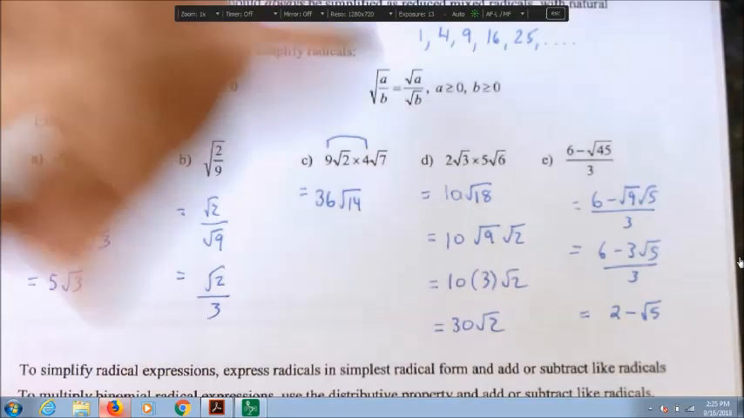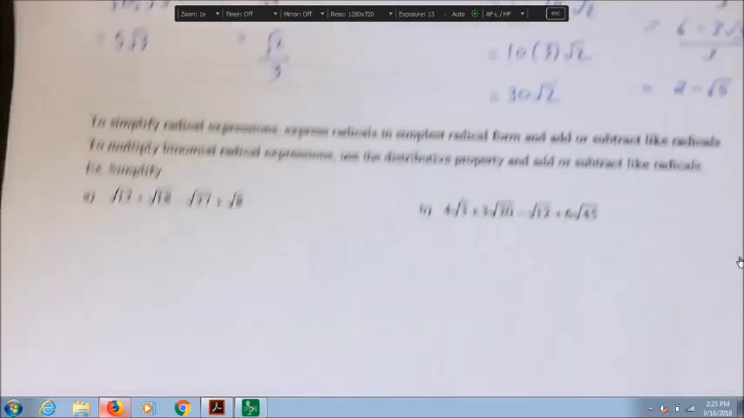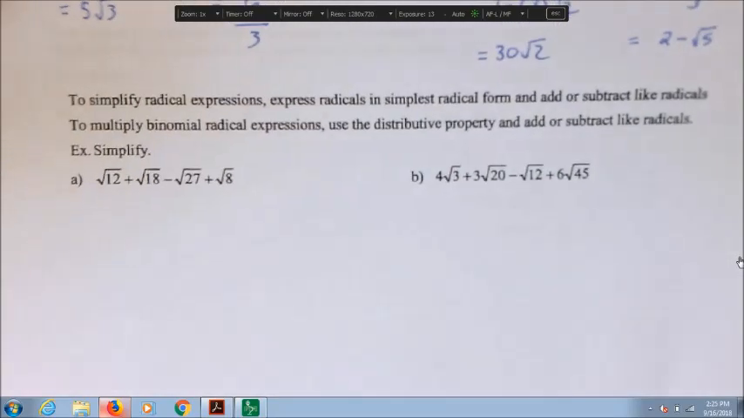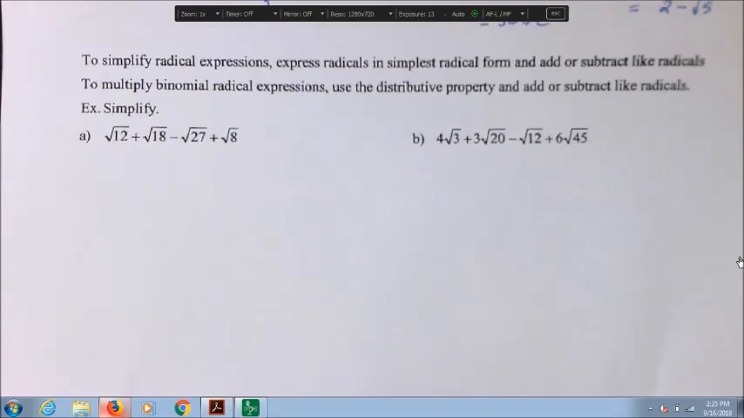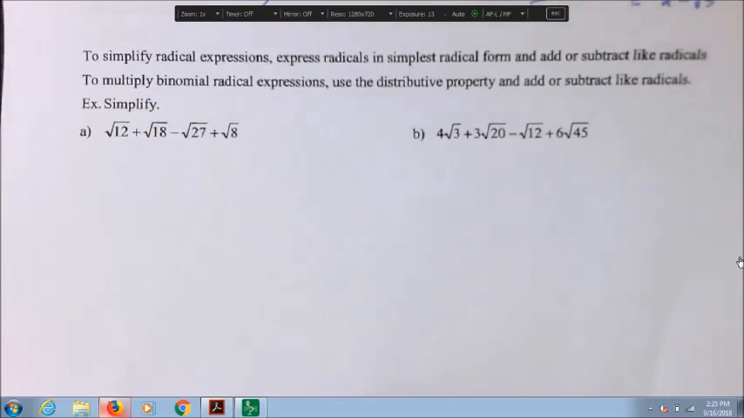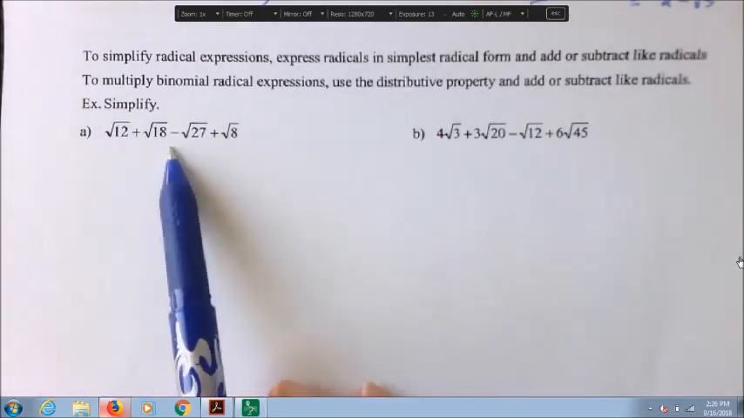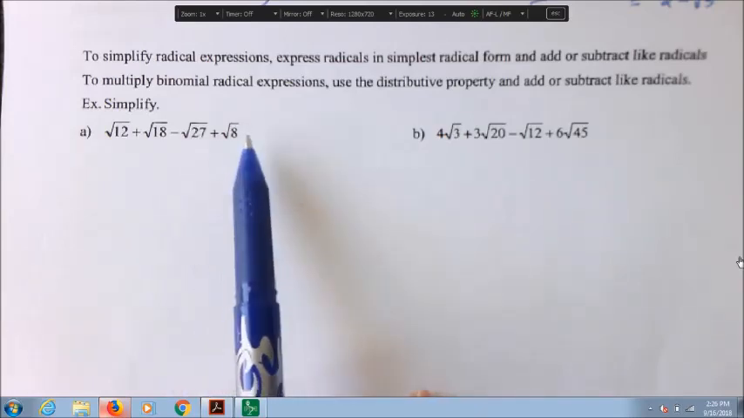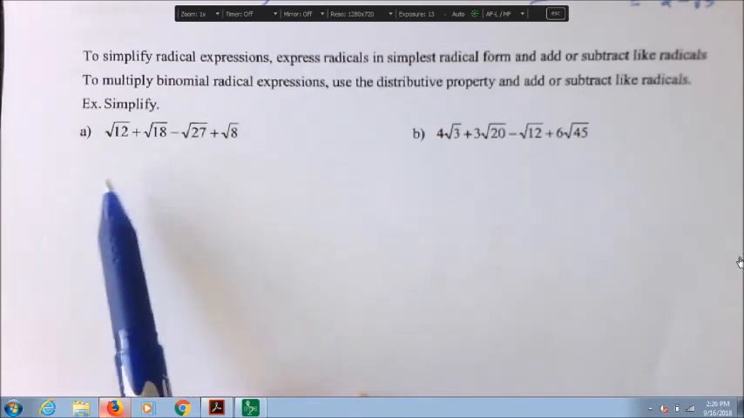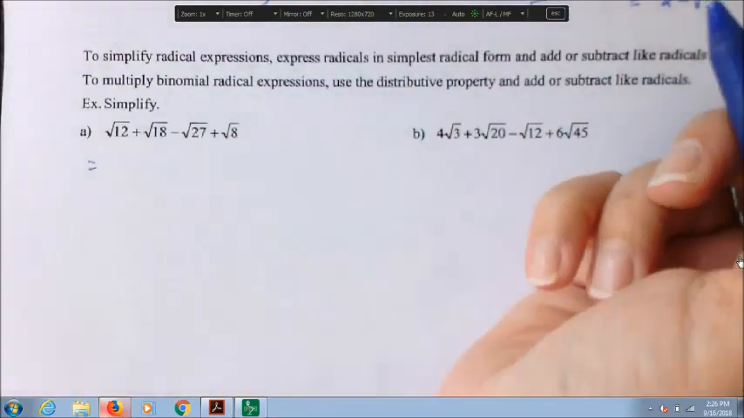So we saw properties for multiplying and for dividing radicals, but there are no properties for adding and subtracting radicals. We have to treat adding and subtracting radicals like collecting like terms. Right now, root 12 and root 18 are not like terms. I cannot add them together, and root 27 and root 8 cannot be added together. But if we simplify all of them, we might be able to get like terms.